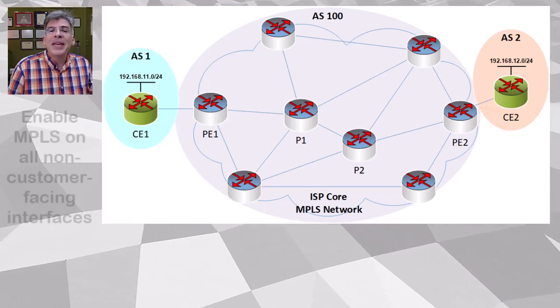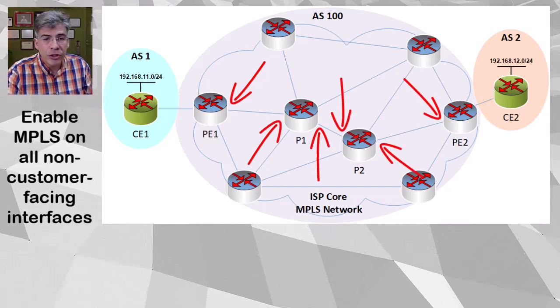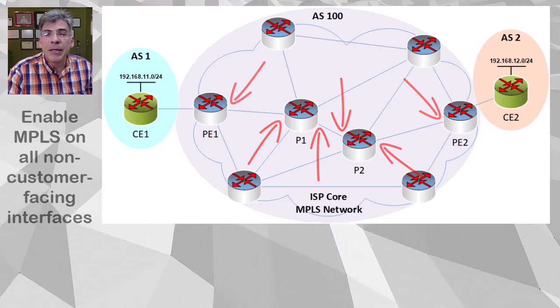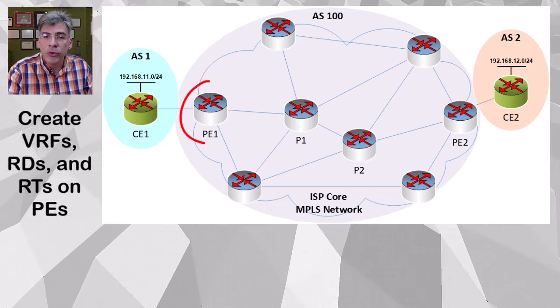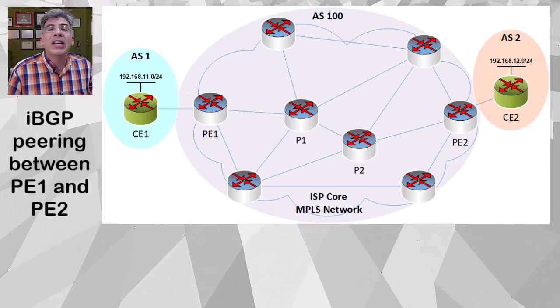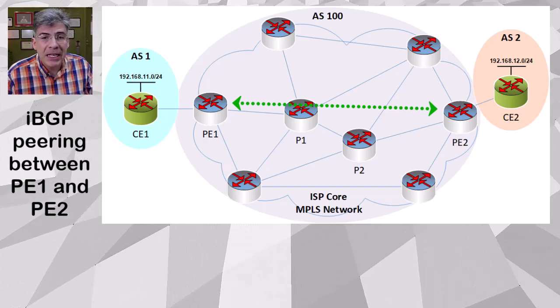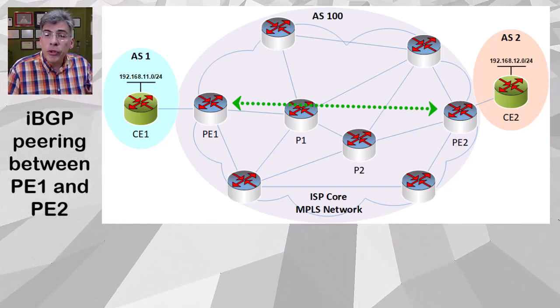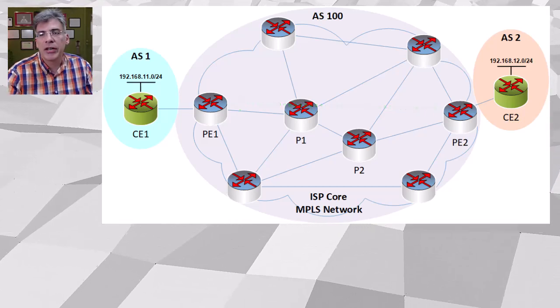Third, we'll enable MPLS on all the appropriate interfaces on the P and PE routers. Fourth, we'll create the appropriate VRFs, RDs, and RTs in the PE routers. And finally, we'll create the IBGP peerings between PE1 and PE2 using multi-protocol BGP, so that the VPNv4 routes will be advertised between them. Let's get started.